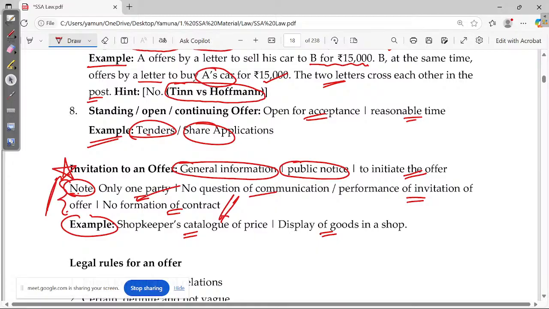Everybody has the menu card. Everybody has the display goods. Everything is there. It's applicable for both the shops. They are inviting you to offer. They are not offering. So that's about it. It's a very beautiful content, invitation to an offer. Can you just please go through it?